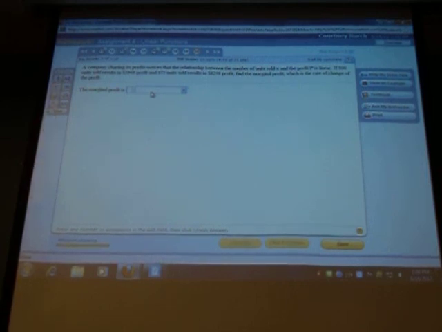Okay, number 20 is something you want to be aware of when they start talking about the slope or the equation of the line, but they don't give you an equation. That means you're going to have to find your own slope.